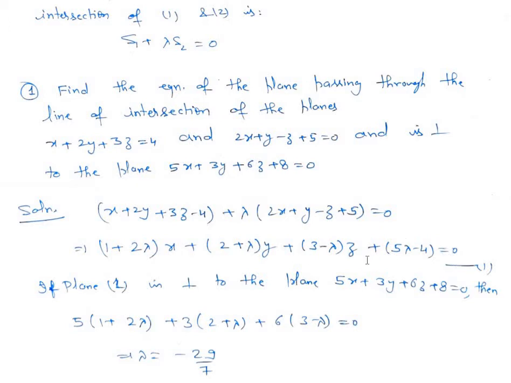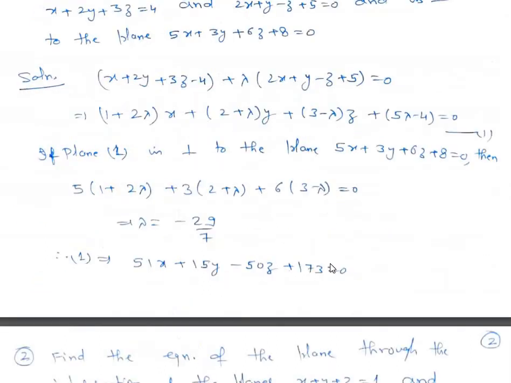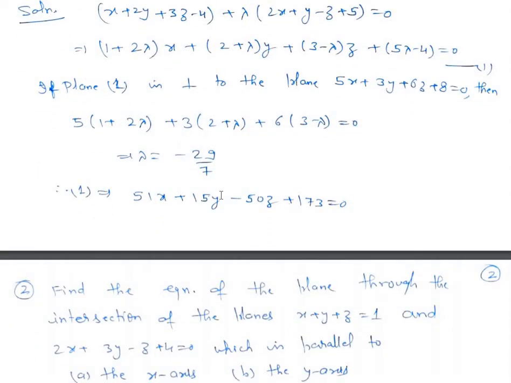Now to find out the value of lambda, we make use of the condition that this plane is perpendicular to this plane. So we make use of the formula a1 a2 plus b1 b2 plus c1 c2 is equal to 0. So we have (1 plus 2 lambda) into 5 plus (2 plus lambda) into 3 plus (3 minus lambda) into 6 is equal to 0. So therefore lambda is equal to minus 29 upon 7. So put this value of lambda in equation number 1. We have the required plane as 51x plus 15y minus 50z plus 173 is equal to 0.